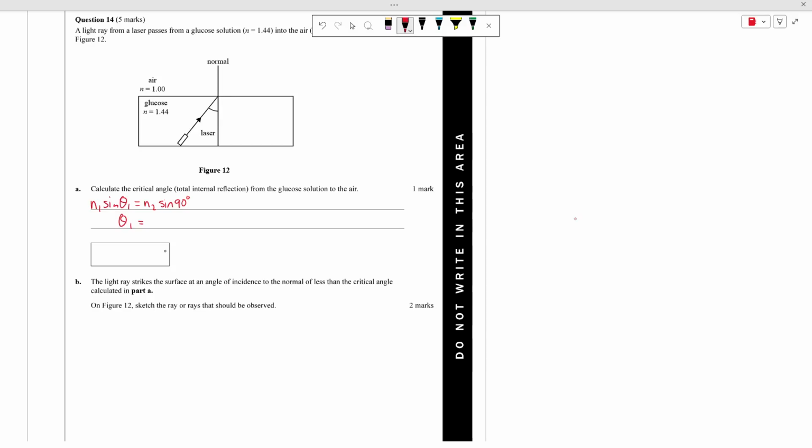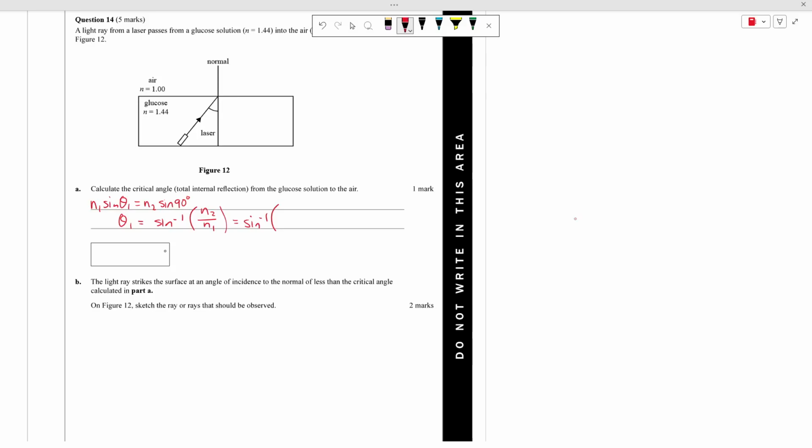So sine of 90 degrees is actually just 1. For those of you who do methods, you'll already know that, but put sine of 90 degrees on a calculator, it just turns into 1. So theta 1 would be the inverse sine of n2 over n1. That is inverse sine in this case.